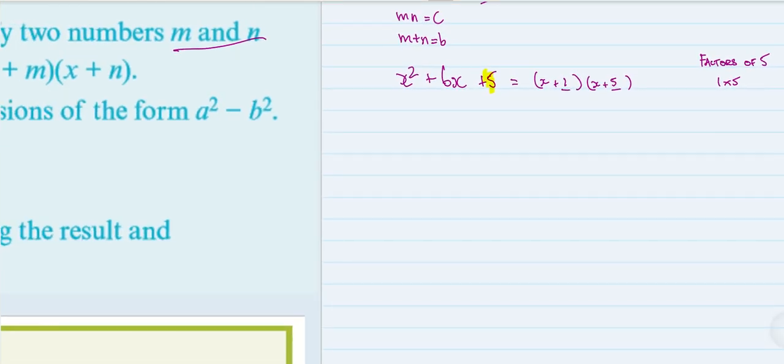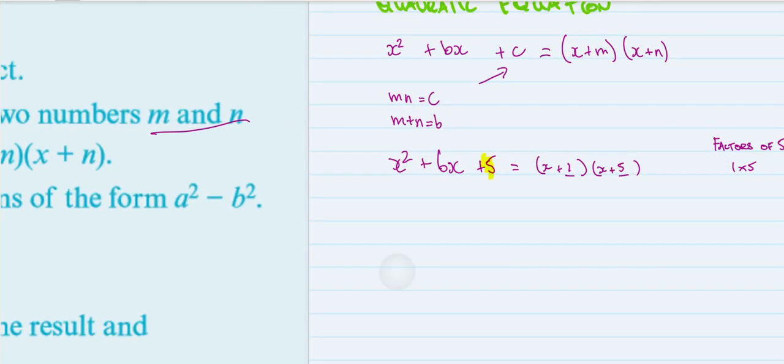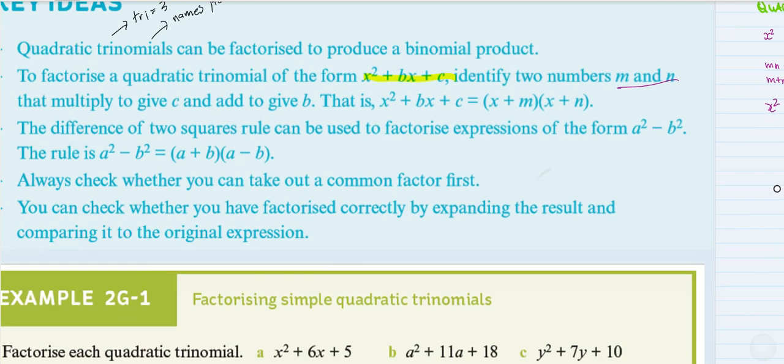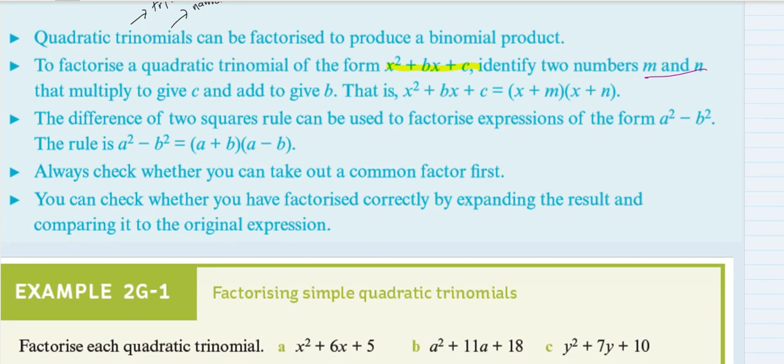So I'm going to work through a few of the definitions, and then we'll do a few more of these examples. Okay, so there's a difference of two squares rule. We'll look at that in a little bit, where it's just a squared take b squared equals a plus b, a minus b. So the important thing with the difference of two squares is that, yes, we have a square, and there's a difference, and there's a plus and a minus in each of those. Now, always check to see if you can take out a common factor first. Now, you can check to see whether you have factorised correctly by expanding the result and comparing it to the original expression.